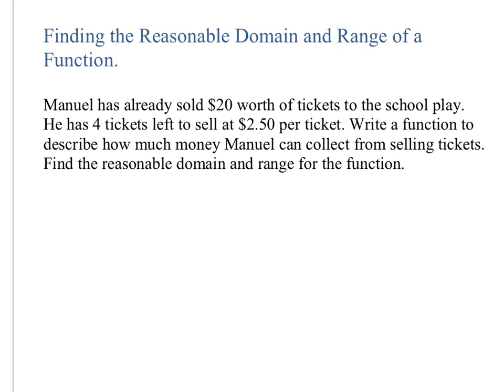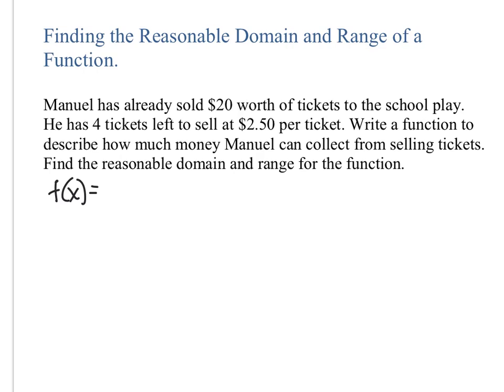Then finding the reasonable domain and range of a function. So Manuel has already sold $20 worth of tickets to the school play. He has 4 tickets left to sell at $2.50 per ticket. Write a function to describe how much money Manuel can collect from selling tickets. Find the reasonable domain and range for the function. So let's start with a function rule. Let's just call it f of x.